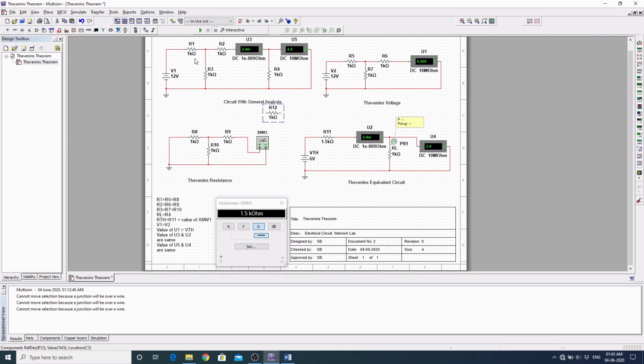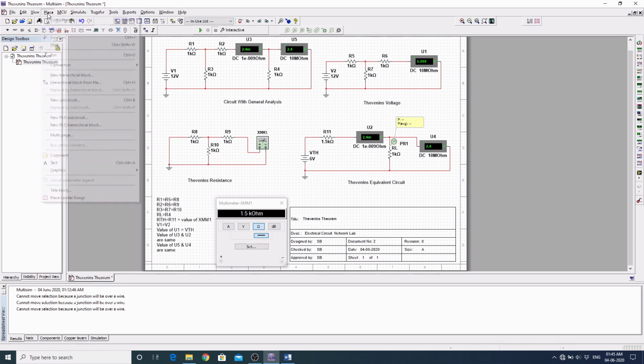As we need 1 kilo ohms three times, you can just click on it, then copy and paste like this. If you want to rotate it to a vertical orientation, first copy, and then at the time of placement press Ctrl R to rotate it. To connect the components, simply click and connect them like this.